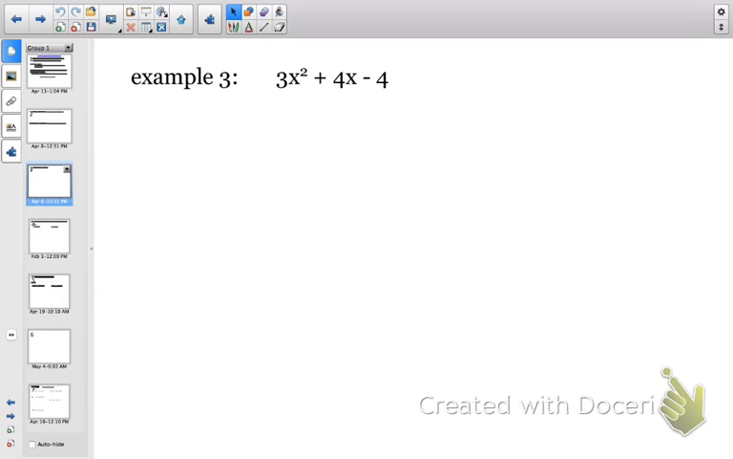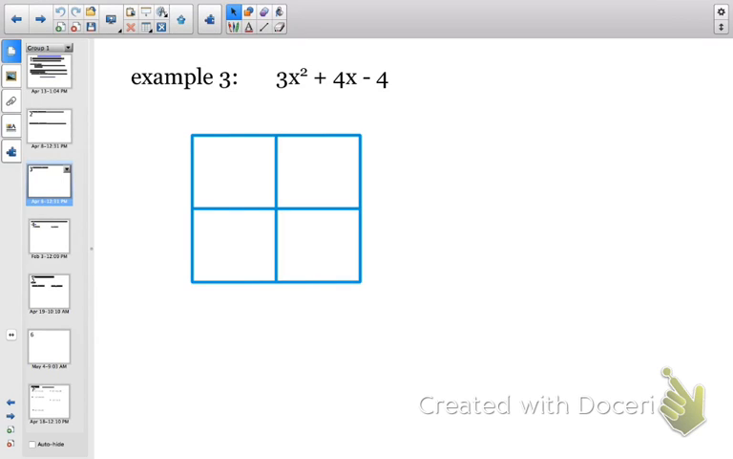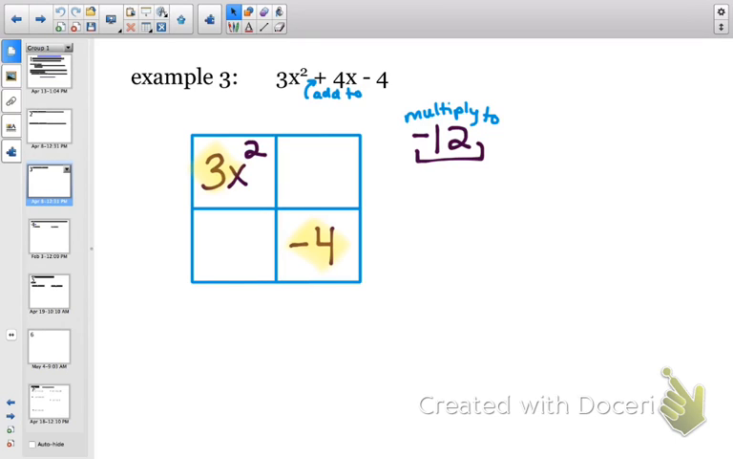In this second example, again, we don't have a GCF, so we're going to have to use our box method for factoring. Let's start by making our box. Again, we put our x squared term in the top left and our constant term in the bottom right. We multiply those two numbers together, so 3 times negative 4 gives me negative 12. I'm looking for factors of negative 12, numbers that multiply to negative 12 but add to positive 4. I'll start listing my factors: 1 and negative 12, negative 1 and 12, 2 and negative 6, but negative 2 and positive 6 are my winning pair. They multiply to negative 12 and add to positive 4.